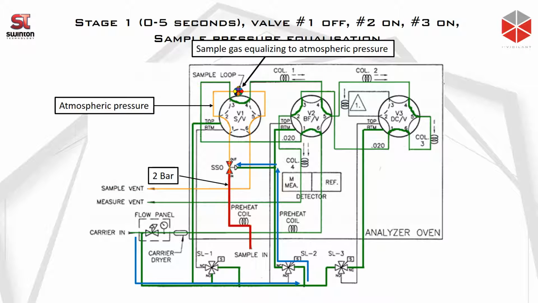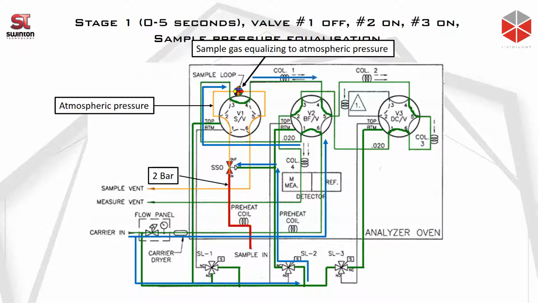So when we have the sample gas within the sample volume itself, it will be at atmospheric pressure. Later on, when it gets sampled and pushed to column 1, it will always be at atmospheric pressure.